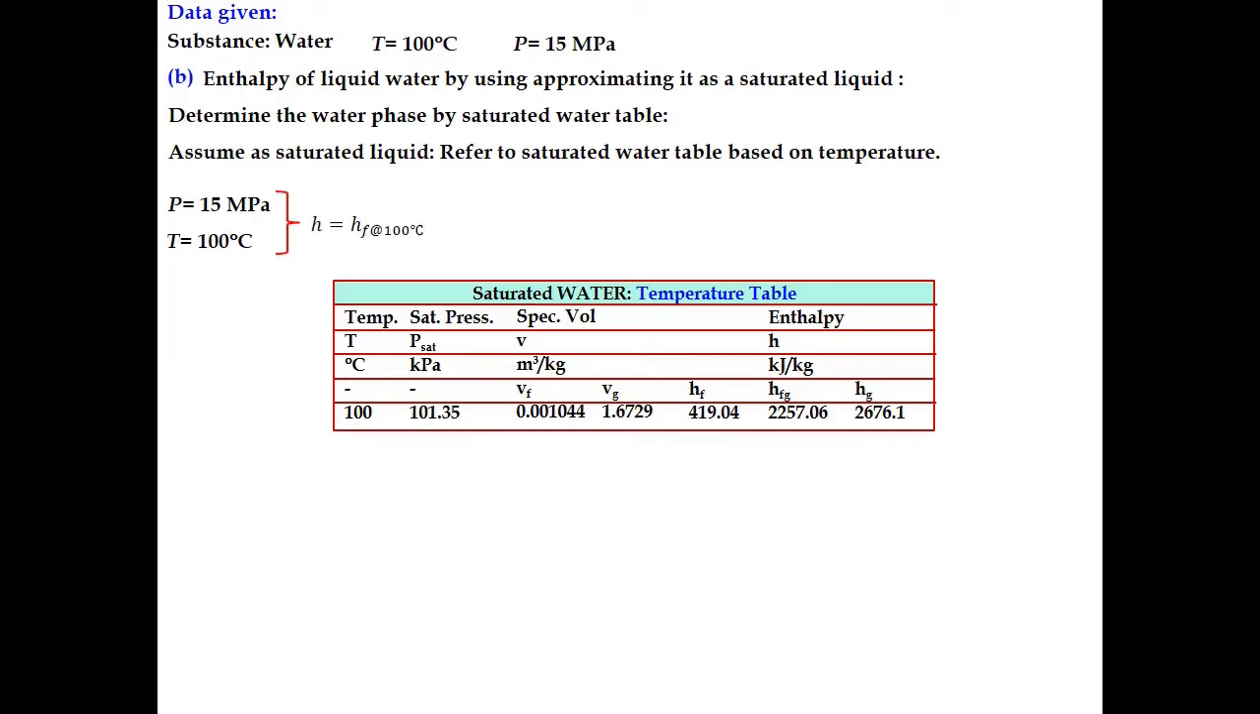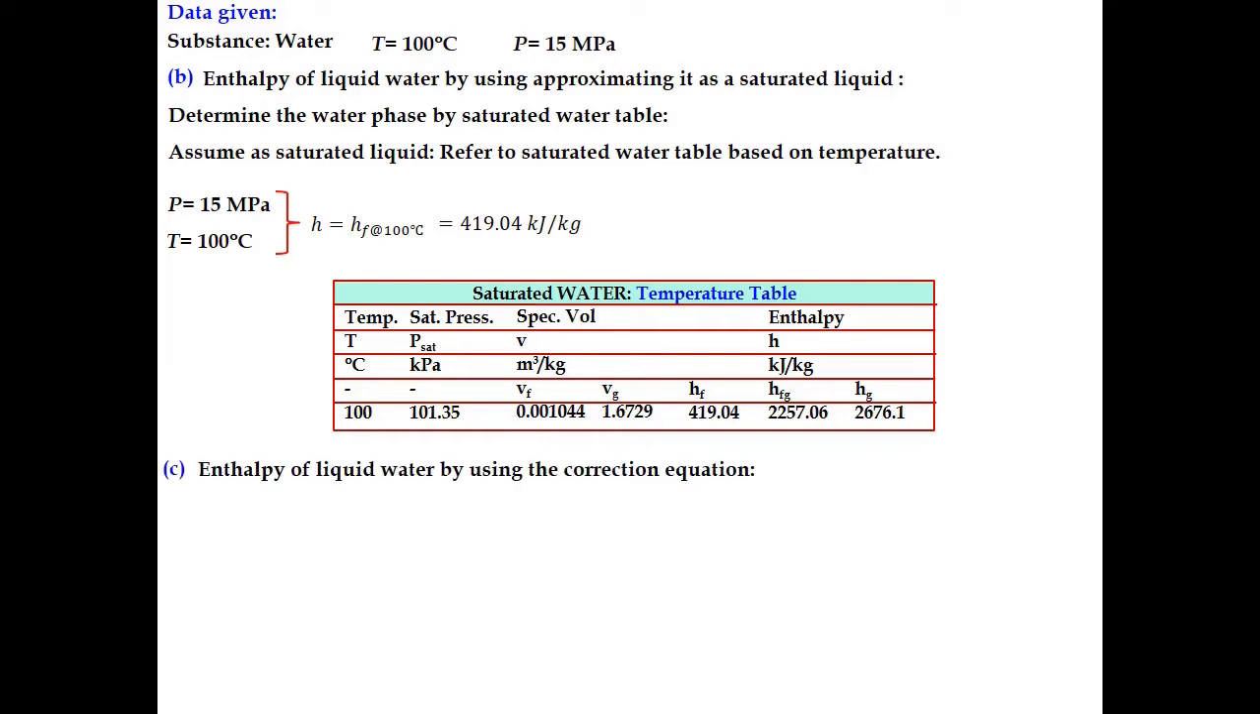Because we assume the phase is saturated liquid, the value of h is equal to hf at a temperature of 100 degrees Celsius. So from the table directly we can obtain the value of h equal to 419.04 kilojoule per kg. Done for approach number 2.